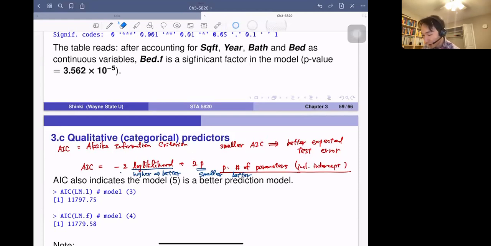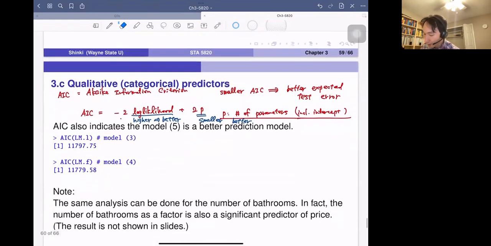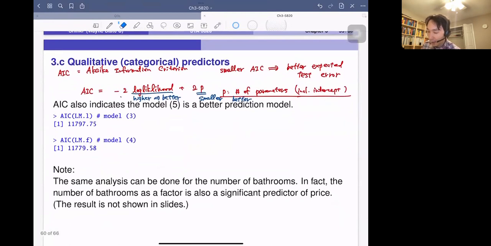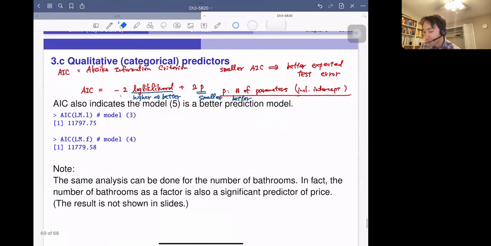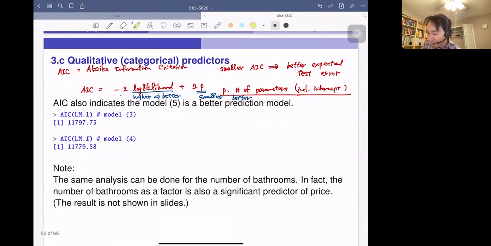A simpler model, but also a better fit. Likelihood is in-sample fit. So if the in-sample fit is better, but the model is smaller, then we expect the test error is also smaller. So AIC is this. Software may have a slightly different way to adjust this AIC, for example normalizing by sample size, so you may not get exactly the same number if you calculate this from scratch.